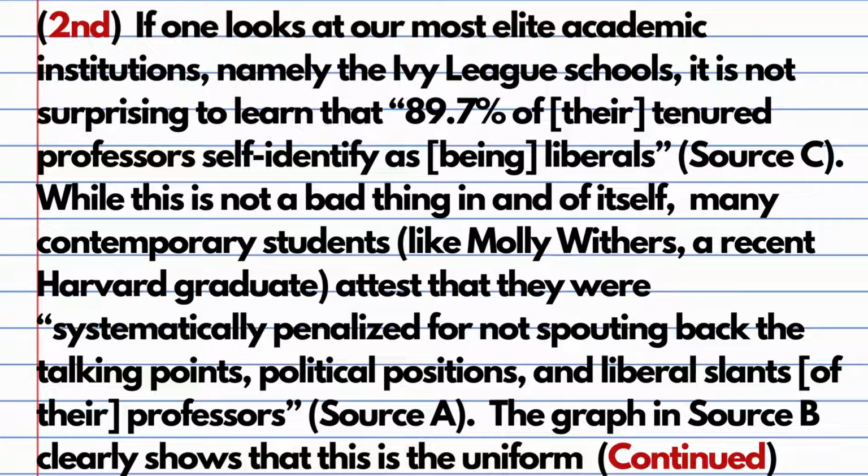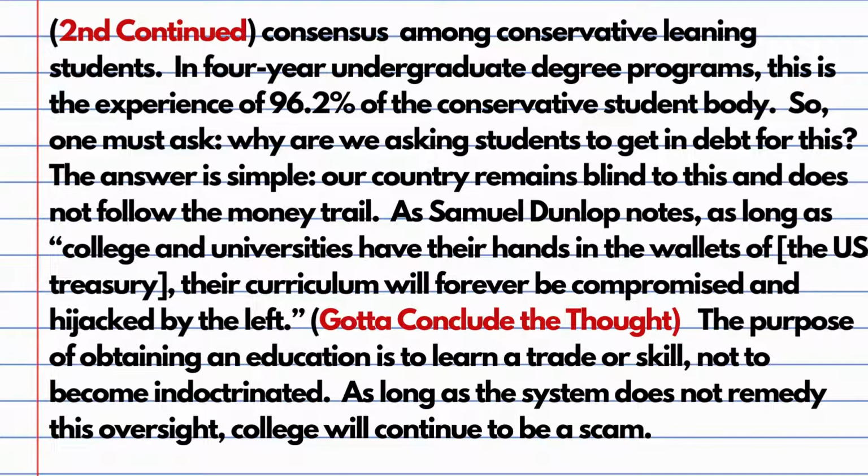While this is not a bad thing in and of itself, many contemporary students, like Molly Withers, a recent Harvard graduate, attest that they were systematically penalized for not spouting back the talking points, political positions, and liberal slants of their professors. And that comes from source A. The graph in source B clearly shows that this is the uniform consensus among conservative-leaning students. In 4-year undergraduate degree programs, this is the experience of 96.2% of the conservative student body. So one must ask, why are we asking students to get in debt for this? The answer is simple. Our country remains blind to this and does not follow the money trail. As Samuel Dunlop notes, as long as colleges and universities have their hands in the wallets of the U.S. Treasury, their curriculum will forever be compromised and hijacked by the left.